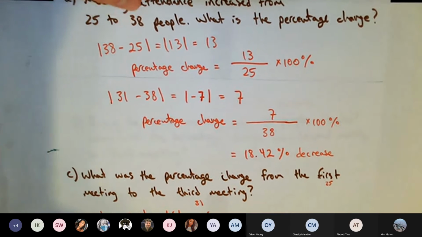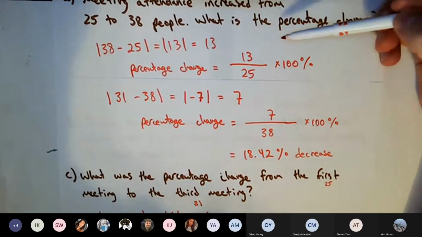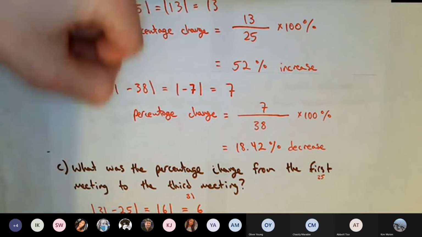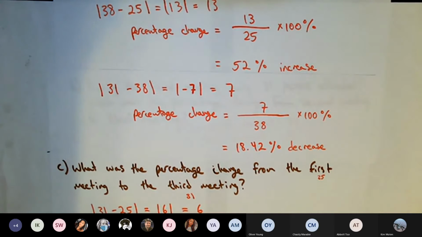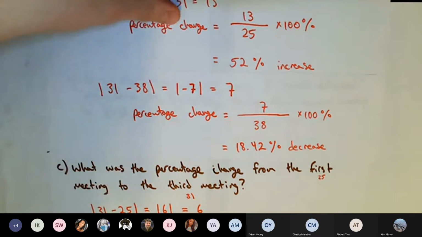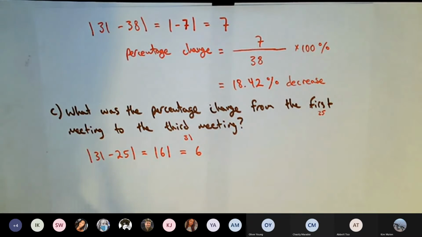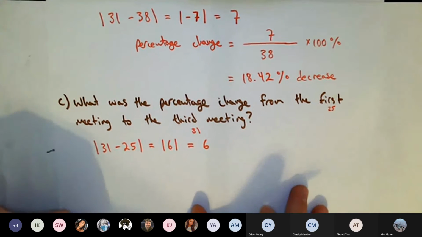Anyways, part A was measuring from meeting 1 to meeting 2, and we got a 52% increase there. Then meeting 2 to meeting 3, we got an 18.42% decrease. So do we expect there to be a relationship here? Maybe subtracting these percents or something like that, but maybe we're not sure. Of course, we're going to calculate it here to see what happens. So let's see if we can find a relationship, and if not, let's talk about why.